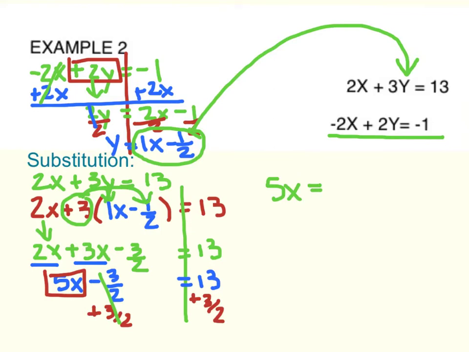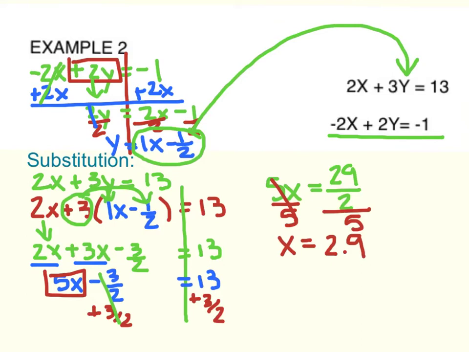5x equals 29 over 2. I'm going to divide both sides by 5, and we get x equals, and we're just going to write this answer as a decimal. 29 over 2 divided by 5 is going to be 2.9.